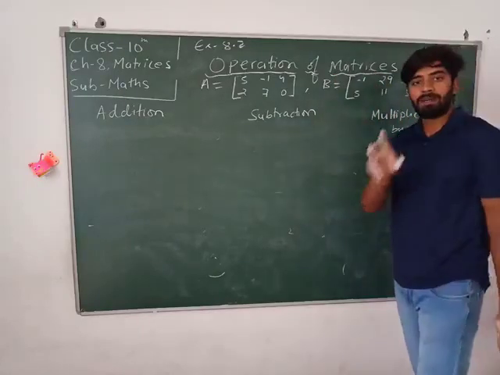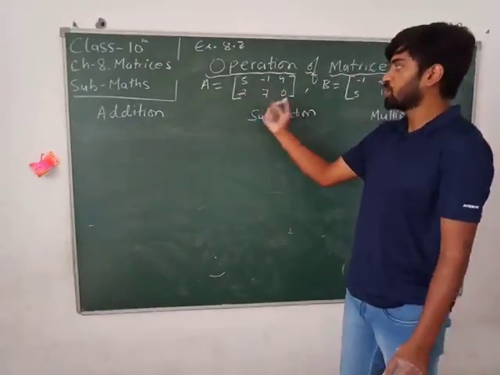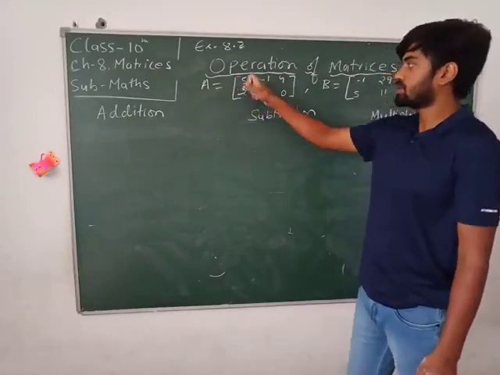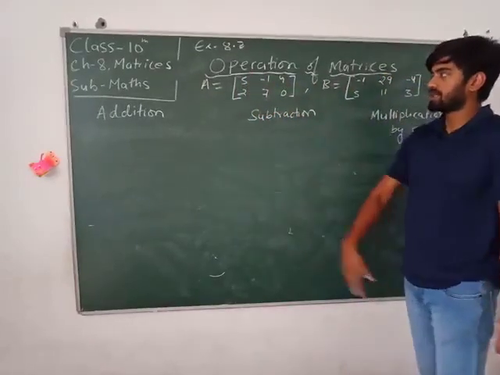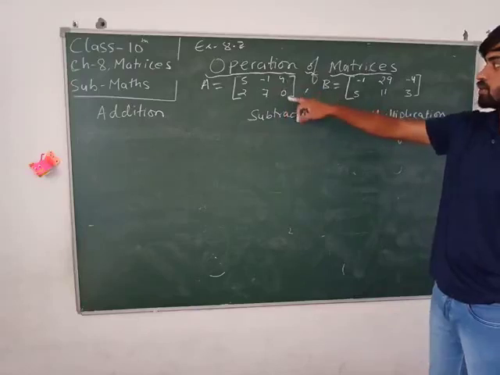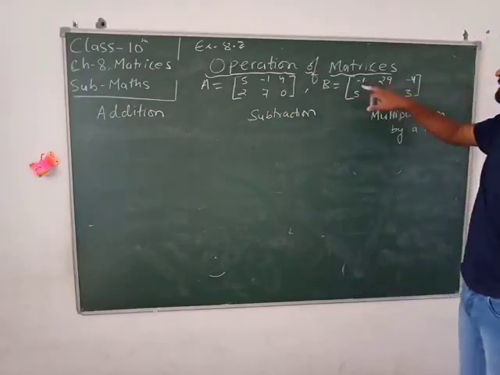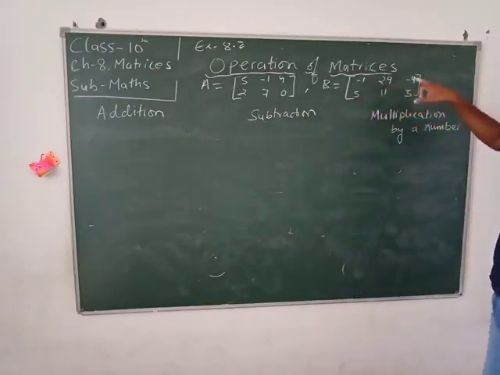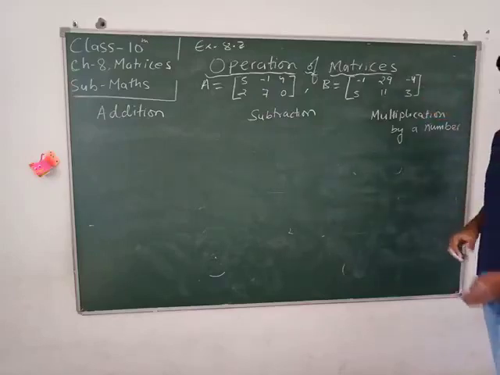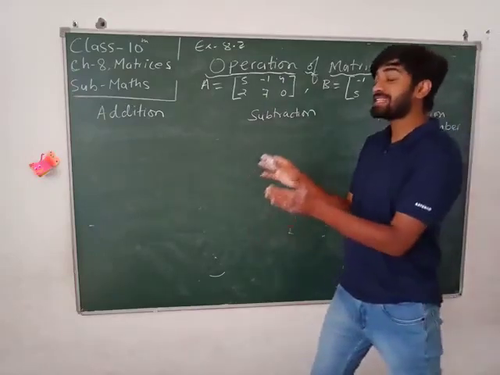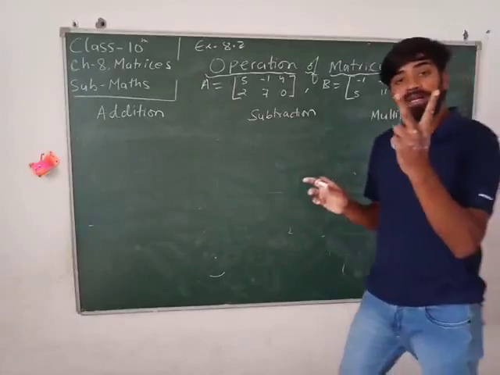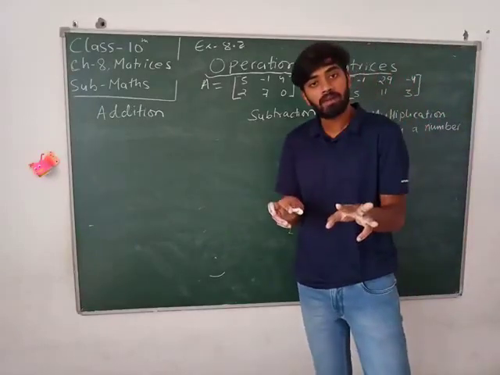What does it mean? Okay, I have over here two matrices. A equals to, all the elements are there, 5, 2, minus 1, 7, 4, 0, and B matrix is minus 1, 5, 29, 11, minus 4, 3. Okay, I can only add and subtract if the order of two matrices or three matrices are same.